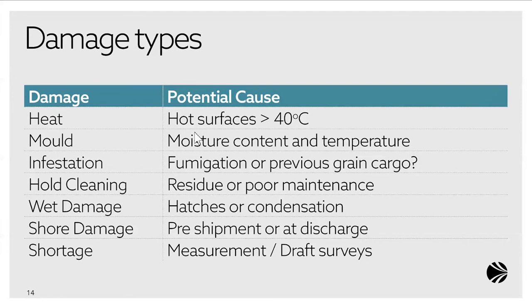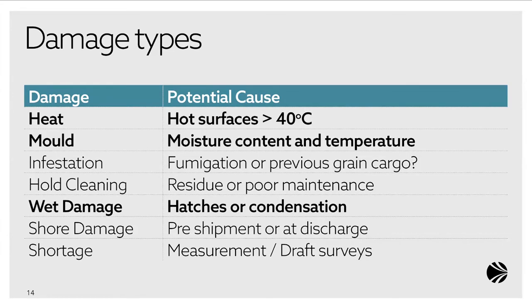However, with regard to the Brazil-China trade, the main ones that we'll focus on here are these three, because we could talk about this pretty much all day if you wanted to. But if we just concentrate on the main ones for the Brazil-China trade, so that is heat, which is often or can be the fault of the vessel, the mold or self-heating, which often isn't the fault of the vessel, and wet damage as well. So they're the three that we're going to focus on a little bit through this.